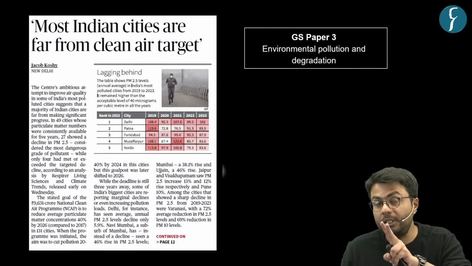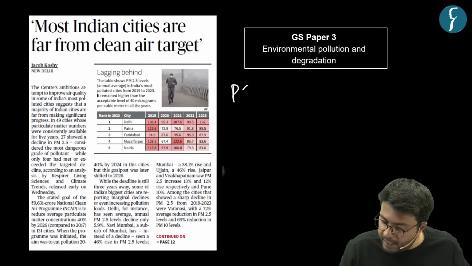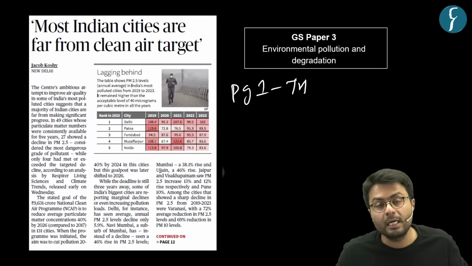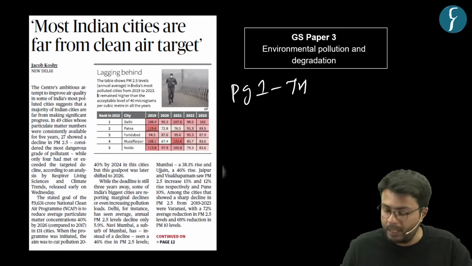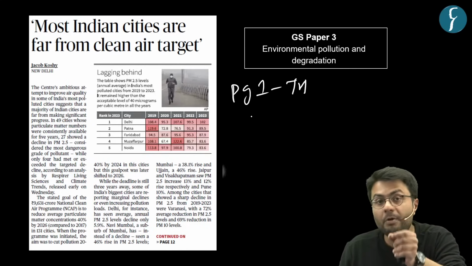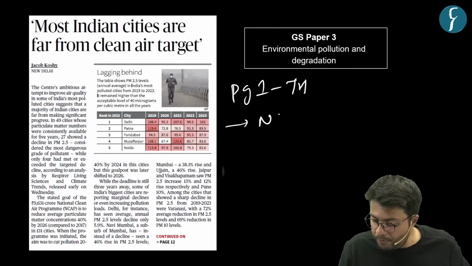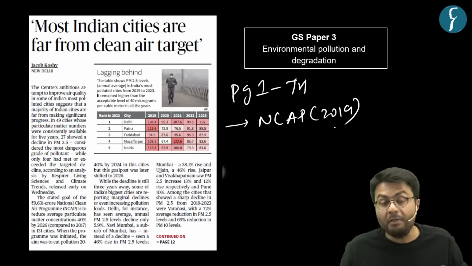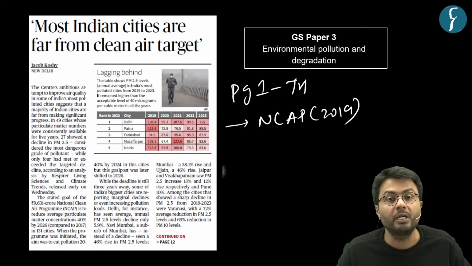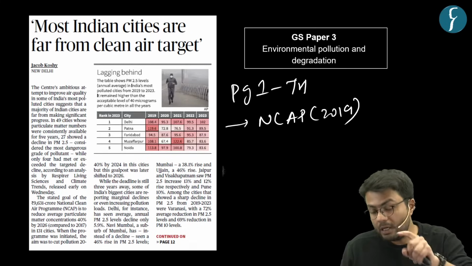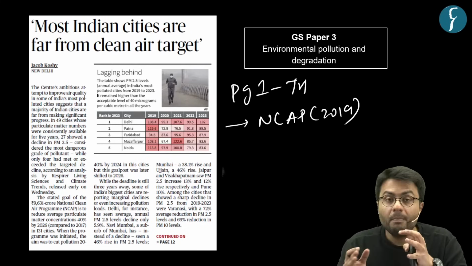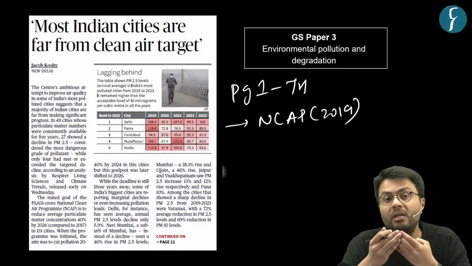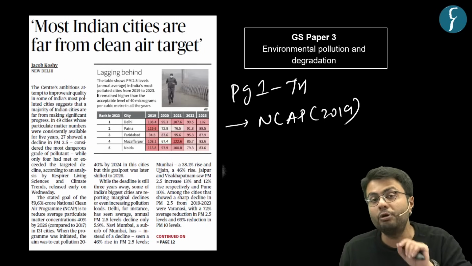Now with this, let us move to the second article as it appeared on the front page of The Hindu newspaper. This particular article reports that the Union government, specifically the Ministry of Environment, Forest and Climate Change, came up with a National Clean Air Program in the year 2019. This program was aimed to reduce air pollution in Indian cities. However, the article reports that many Indian cities are unable to gain a significant reduction in air pollution.